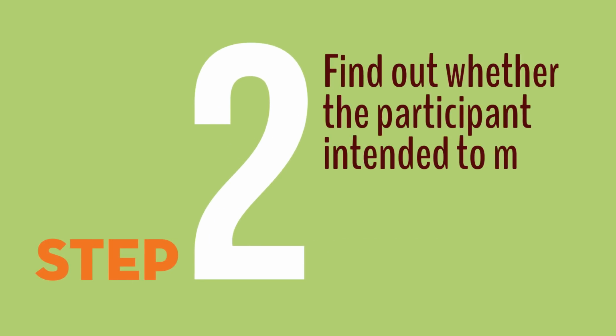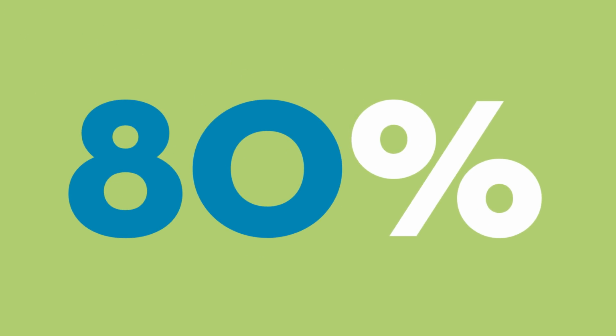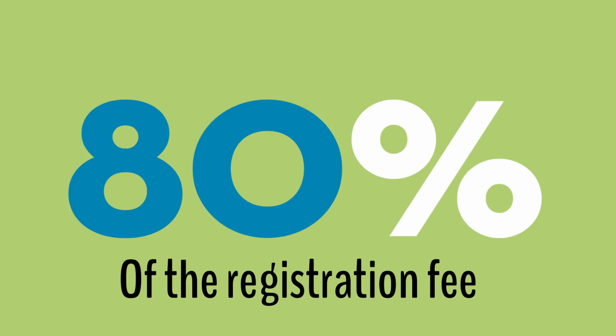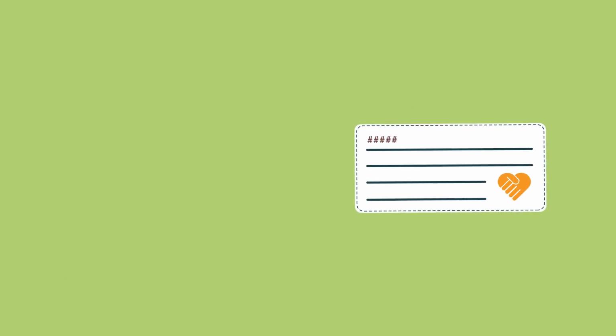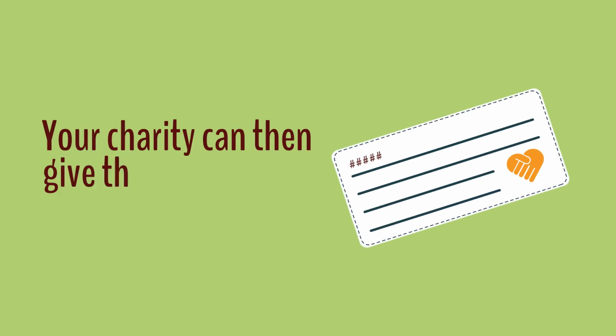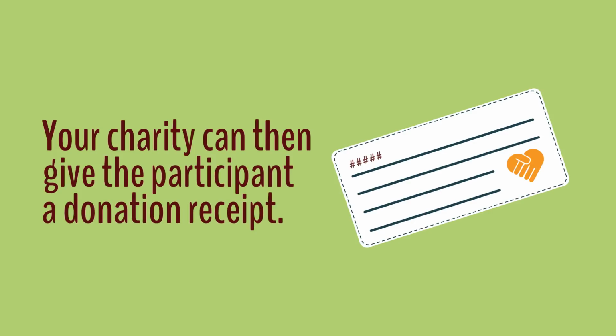The second step is to find out whether the participant intended to make a gift or donation. If the participant receives advantages that are worth no more than 80% of the registration fee, then the participant is considered to have made a donation, and your charity can then give the participant a donation receipt.